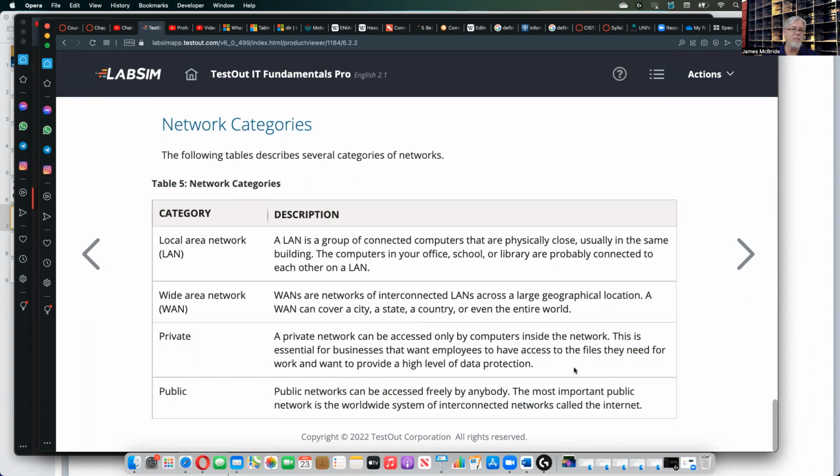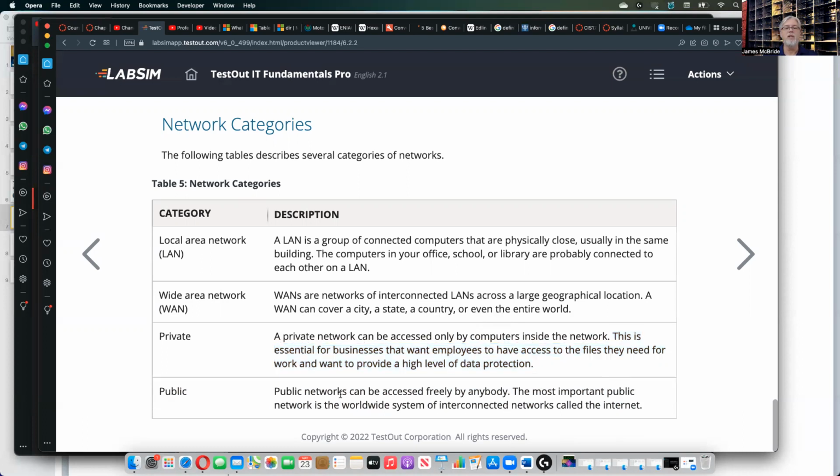But there's a serious thing happening in the background. Depending on what you're choosing, private or public, it is creating a firewall rule based on that and attaching it to that network. So every time you come on that network, it's going to apply this firewall rule. So this is what we want to understand. A private network can be accessed only by computers inside the network. This is essential for businesses and employees, but basically we're saying my network over here is private, meaning not everybody can attach to it. And if you're attaching to it, then obviously you're part of the private network.